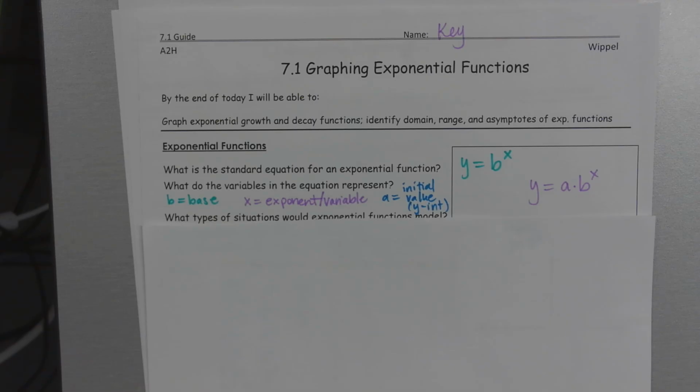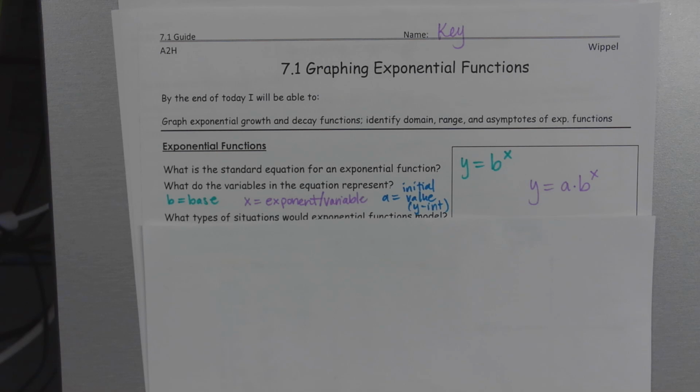over time. And when we are graphing these exponential functions, generally you'll see y equals b to the power of x. Another form is y equals a times b to the x. So b is going to be your base. X is the exponent, which is always going to be a variable in an exponential function. And then a is the initial value, which is the y-intercept.